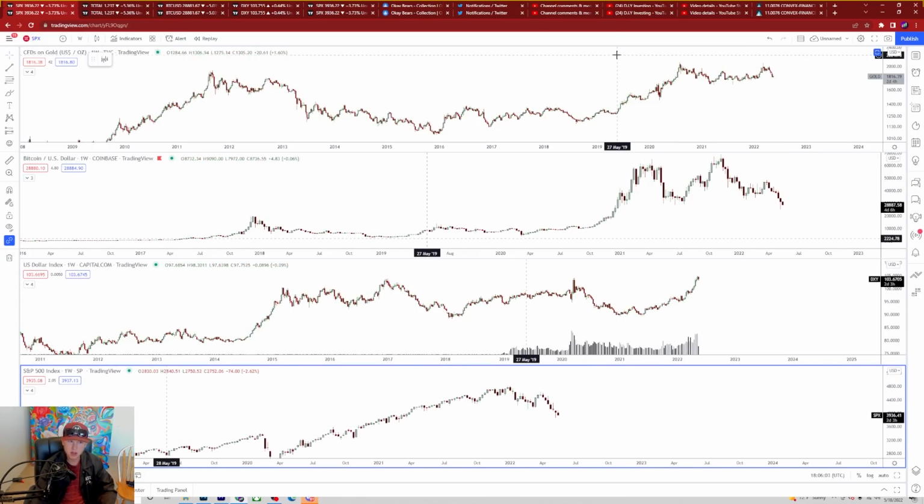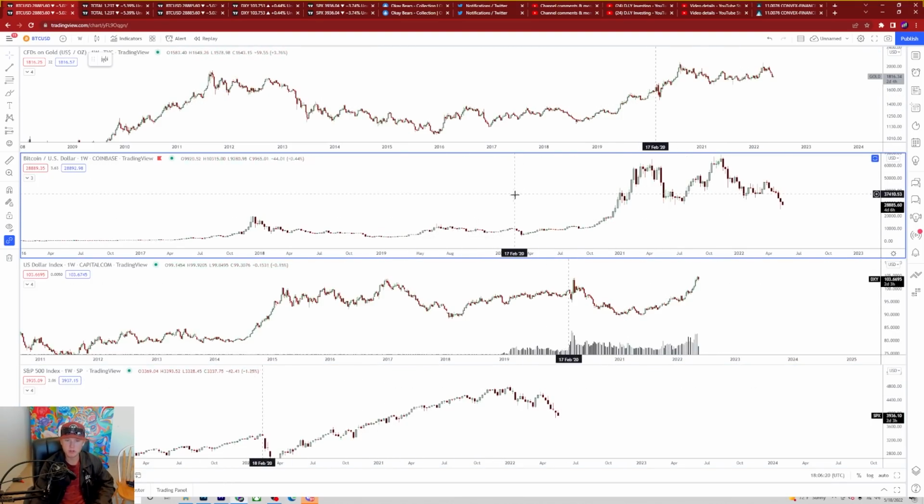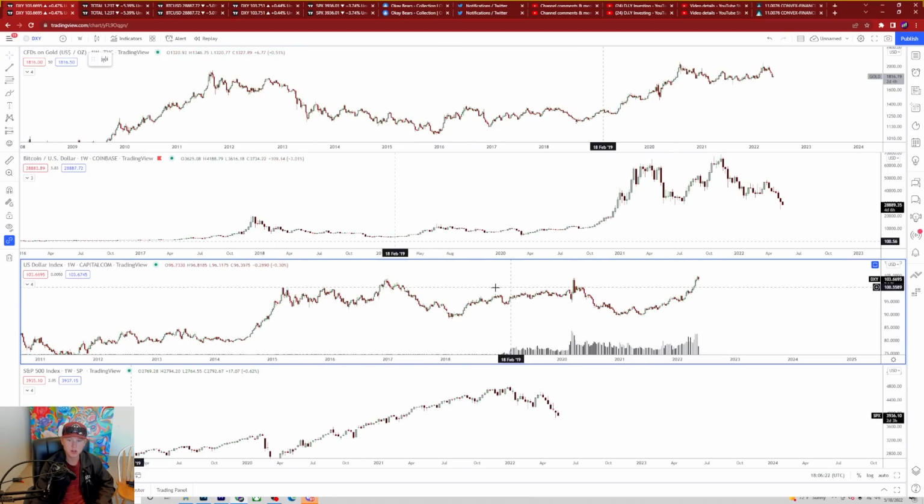Now, at the top, we have gold. This is basically the commodity markets because gold is the biggest commodity. And so we're going to be watching this chart as well, seeing the correlations between it. Is it correlated with Bitcoin? Is it anti-correlated with Bitcoin? And then obviously we have Bitcoin right here, and then we have the dollar right here.